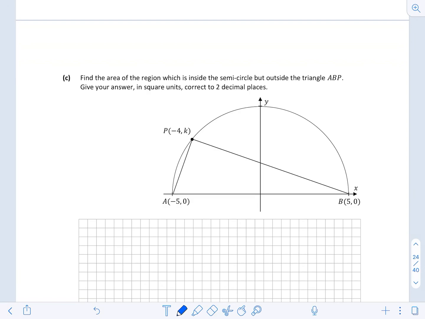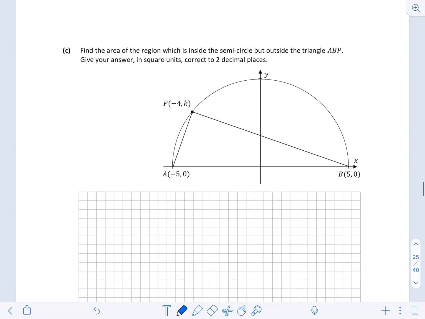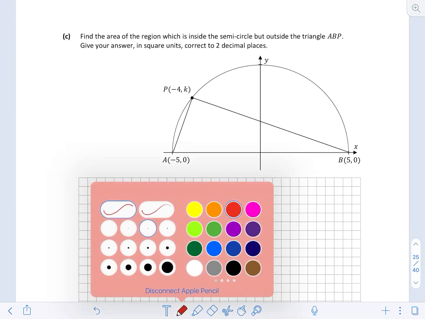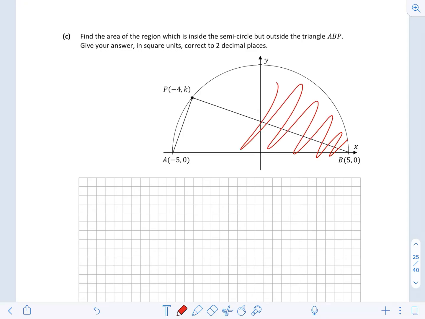Find the area of the region which is inside the semicircle but outside the triangle ABP. Give your answer in square units corrected to 2 decimal places. Okay, so let's work out the total area of the circle first of all. So let's work out this area in here. So that's going to be the first thing we're going to work out.